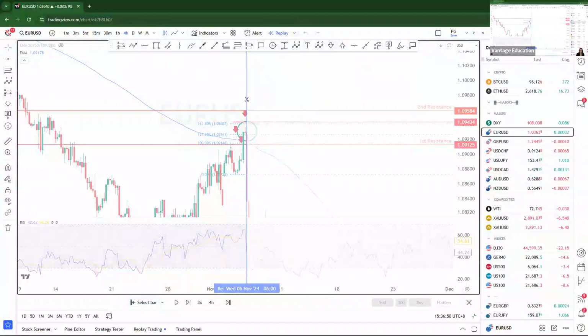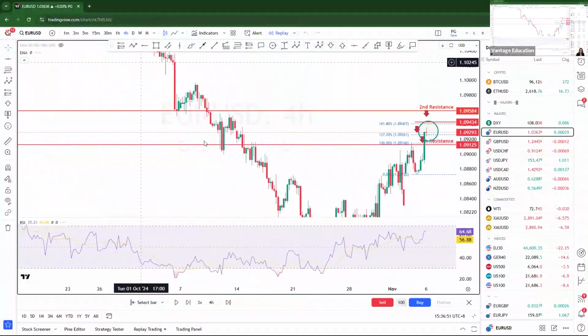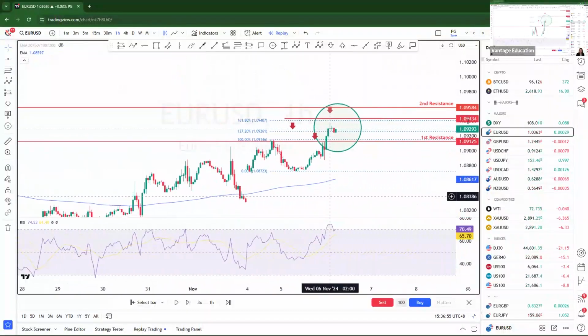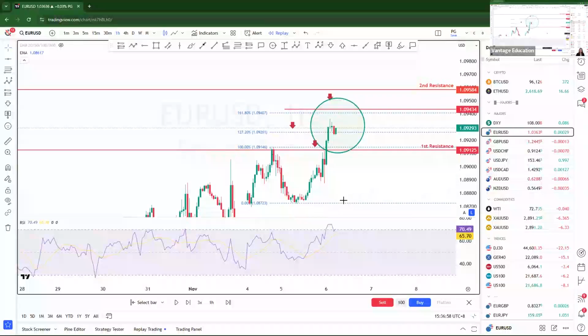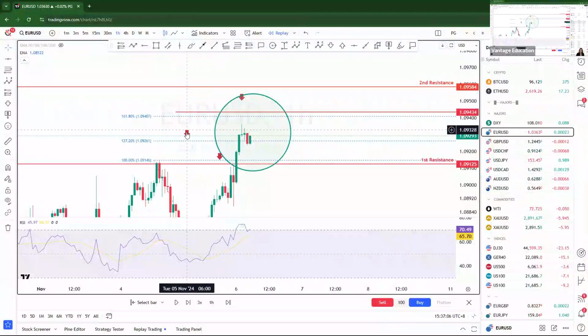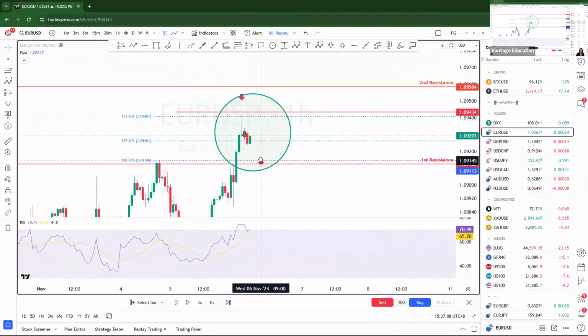Maybe here. I leave it here and go to H1. Okay, so I go to the H1 time frame. In H1 I see that there is a price action over here. So if I sell and put the stop loss above, I have two sell entries. One is here. The first one is here. This is already overbought, right?